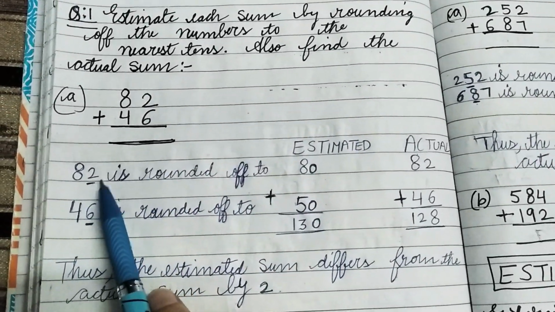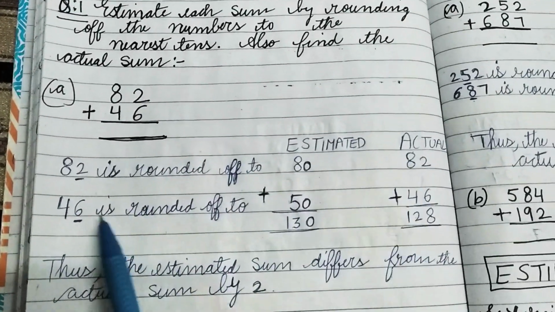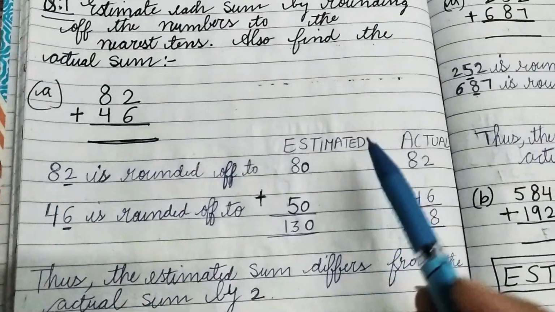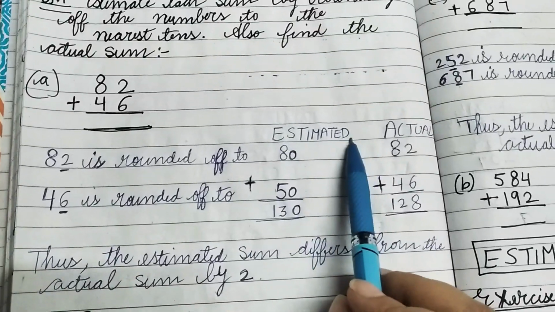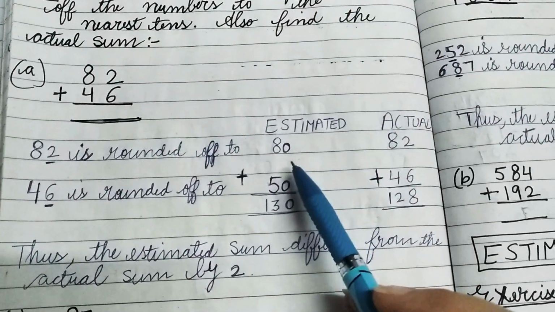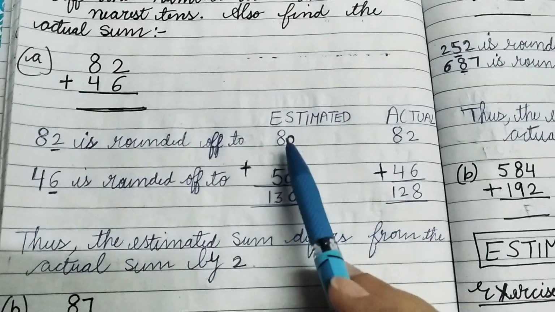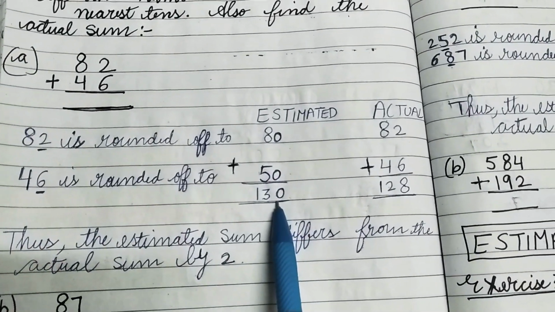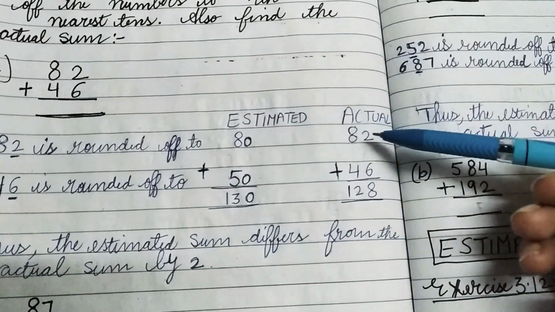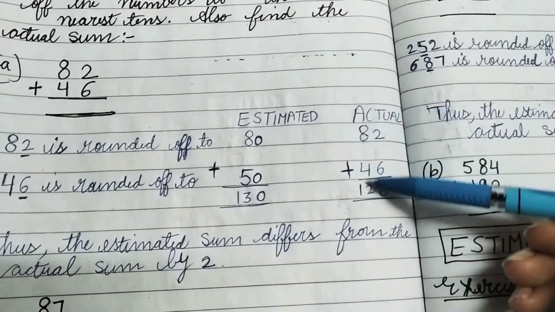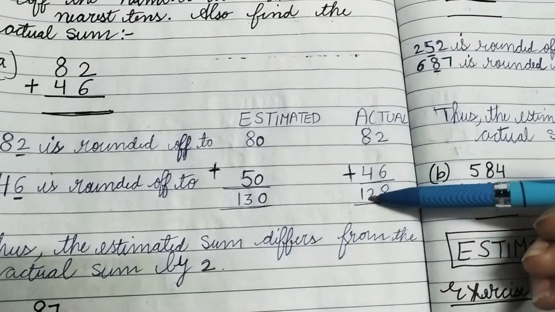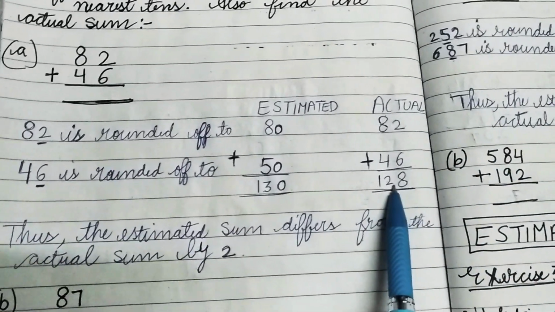Okay, so actual numbers are 82 and 46. Now you will calculate the sum. First of all I am calculating the estimated sum. So 0 plus 0 is 0, 8 plus 5 is 13. So my estimated sum is 130. Similarly, you will calculate the actual sum, 82 plus 46. So 2 plus 6 is 8, 8 plus 4 is 12. So this is my actual sum.